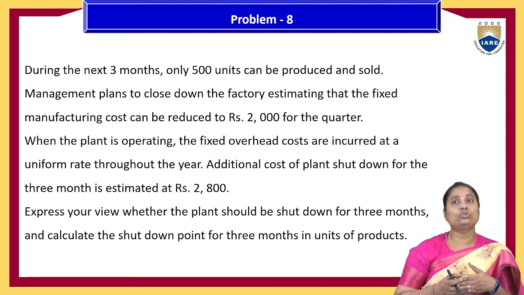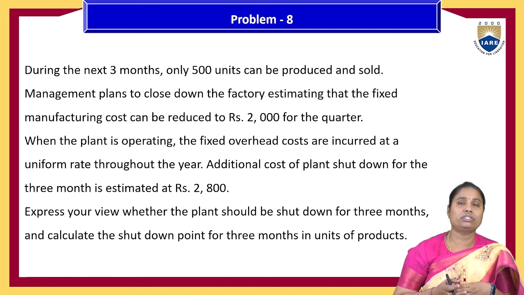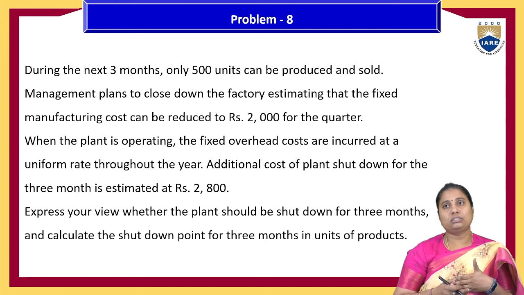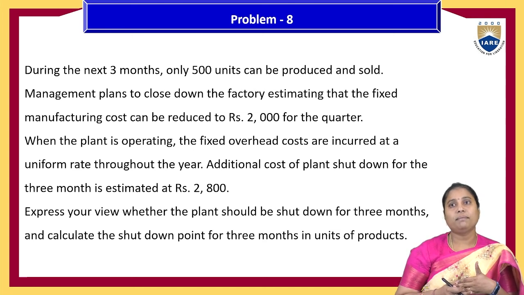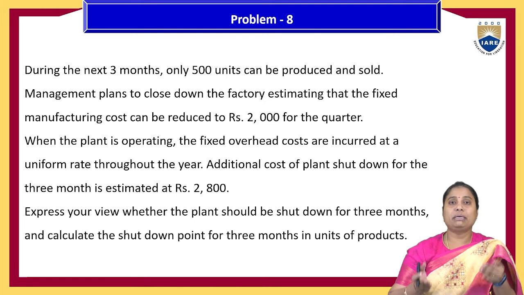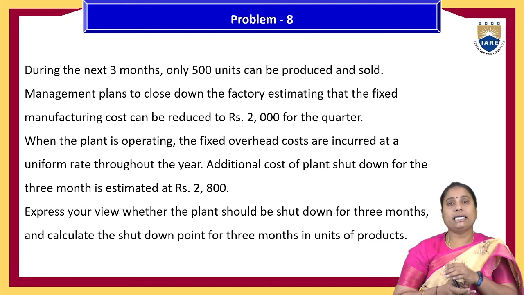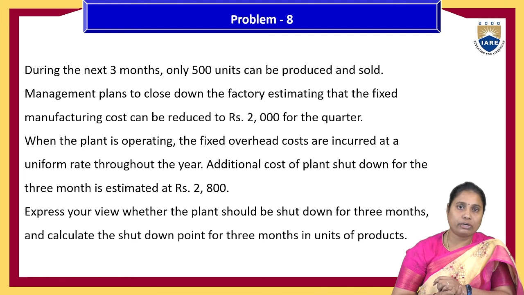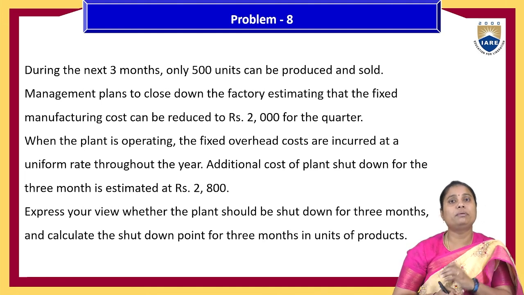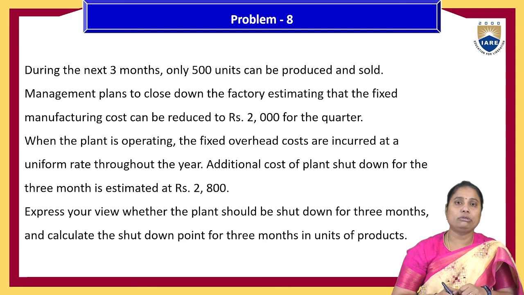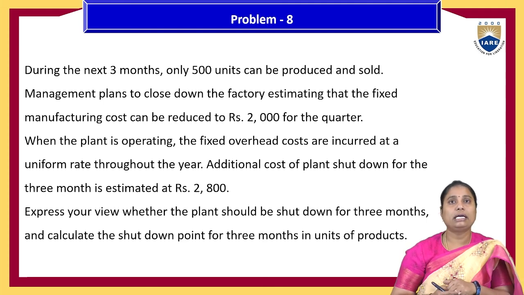Management plans to close down the factory, estimating that the fixed manufacturing cost can be reduced to 2,000 for the quarter. When the plant is operating, the fixed overhead costs are incurred at a uniform rate throughout the year. Additional cost of the plant shutdown for the 3 months is estimated. If they want to shut down and keep the plant safe, additionally they have to pay 2,800 rupees. So we need to give a detailed analysis to this organization, whether the decision of closing down the unit for 3 months is beneficial for the organization or not.